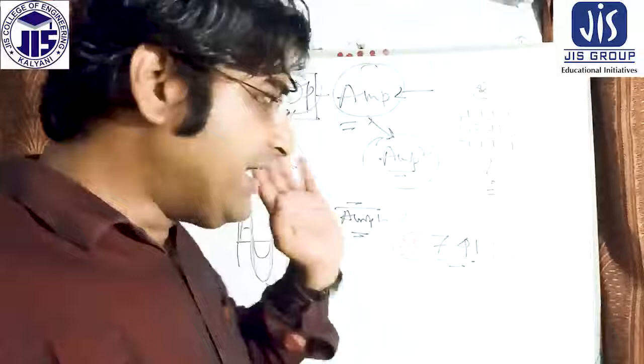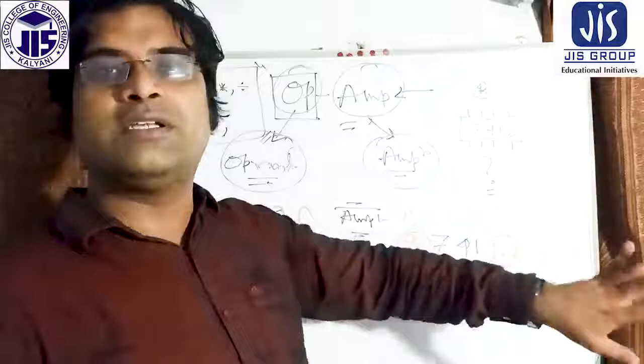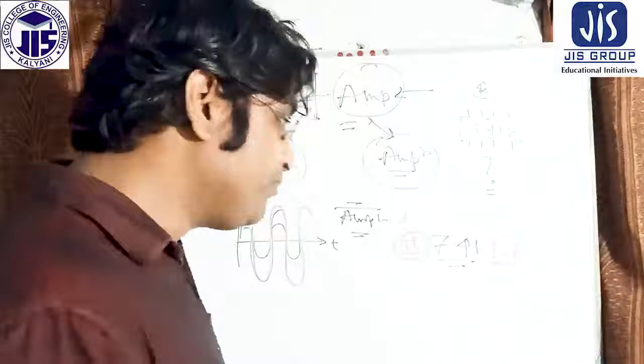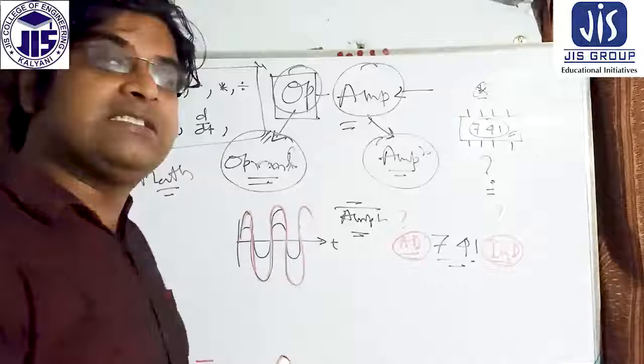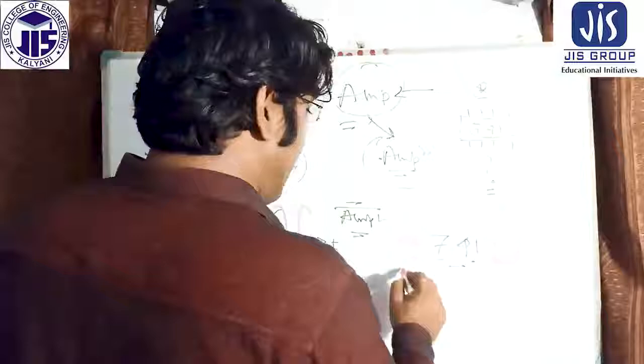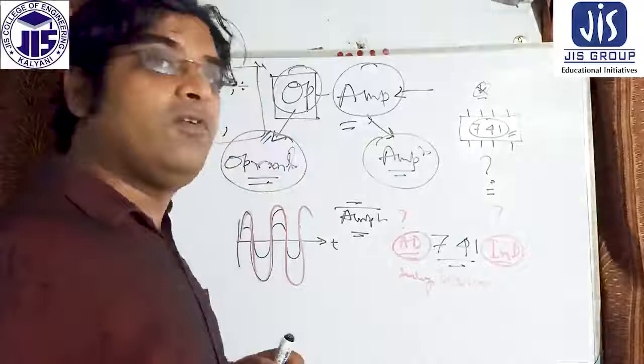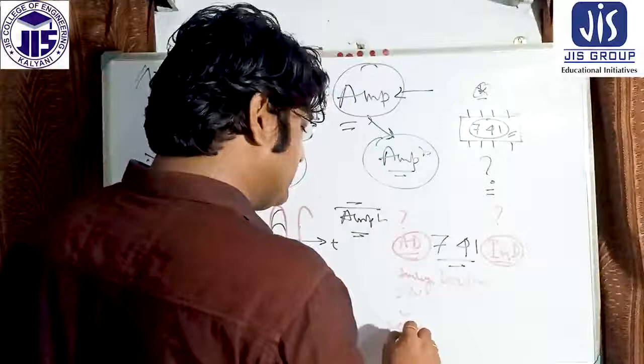Actually, in the case of an IC number, there is a suffix and a prefix. In the prefix name, you see that this AD represents the company name of this IC. Suppose this AD is for Analog Devices. Suppose it is SN, that means it is Siemens. So there are several types of IC names.